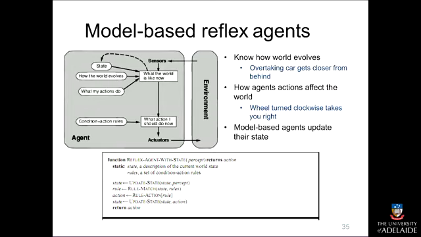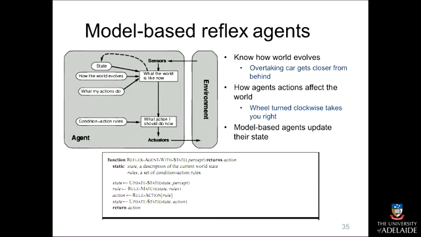So a model-based reflex agent adds this component over here. It's got an internal representation of the state of the environment, or of its state, and it also knows how the world is evolving. So for instance, it knows that a car that's approaching from behind is going to get larger in the rear view mirror and so forth. It knows how it will affect the world itself. So if it's a self-driving car, it knows that if it turns its steering wheel actuator to the right, it's going to tend to move to the right, and so forth. Well, turn clockwise, sorry. It's going to tend to turn to the right.